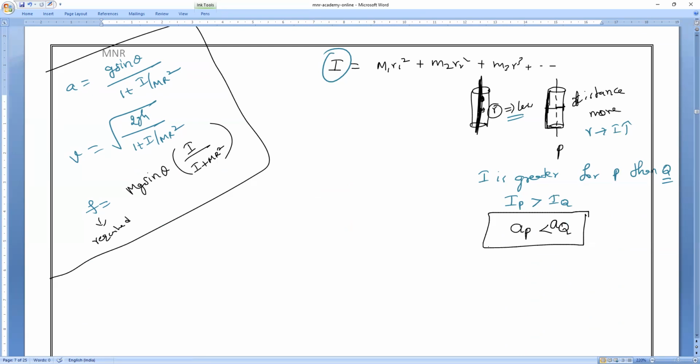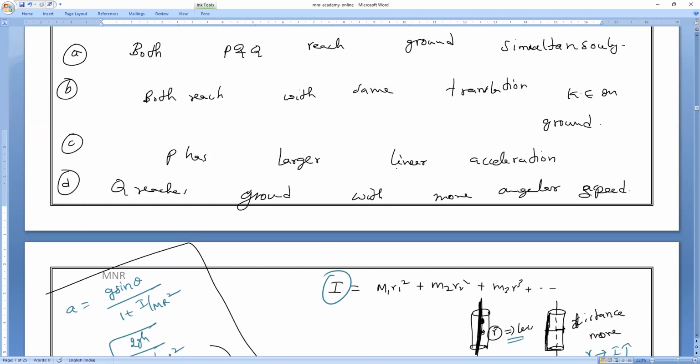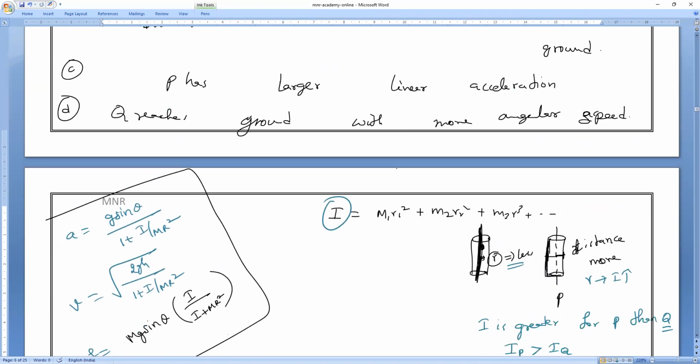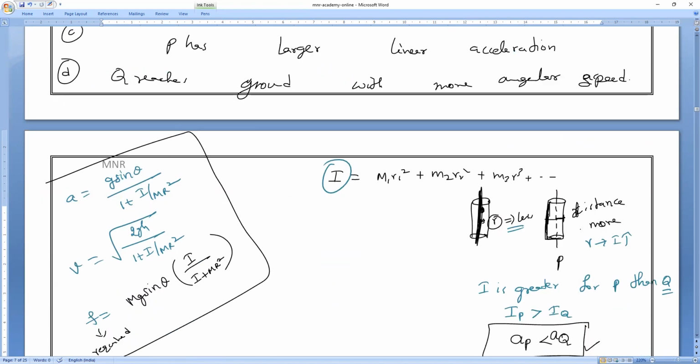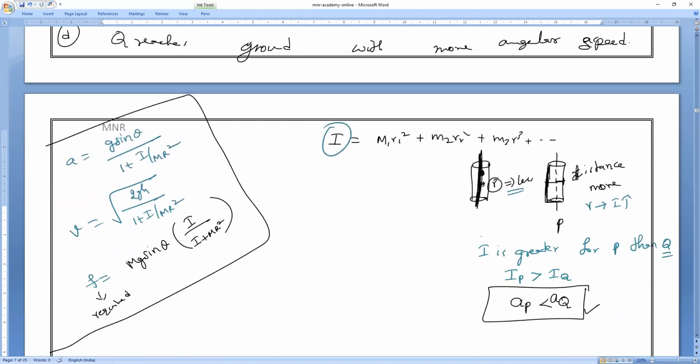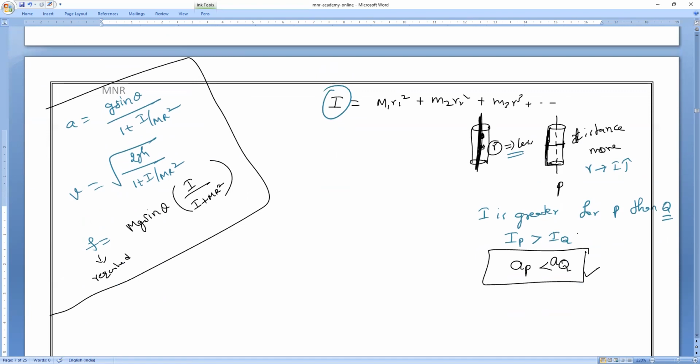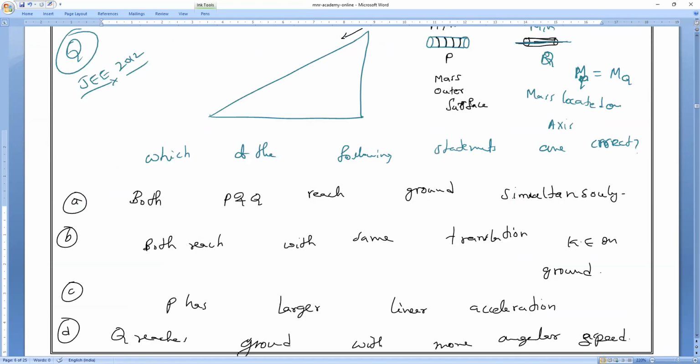So now tell me, if acceleration of P is greater than acceleration of Q, is it possible that Q will reach us first, or both will reach us simultaneously? Anybody? Yes, no. What will happen? Both will never reach us simultaneously, because inertia of P is greater than inertia of Q, so both cannot reach simultaneously. So the first one is wrong.